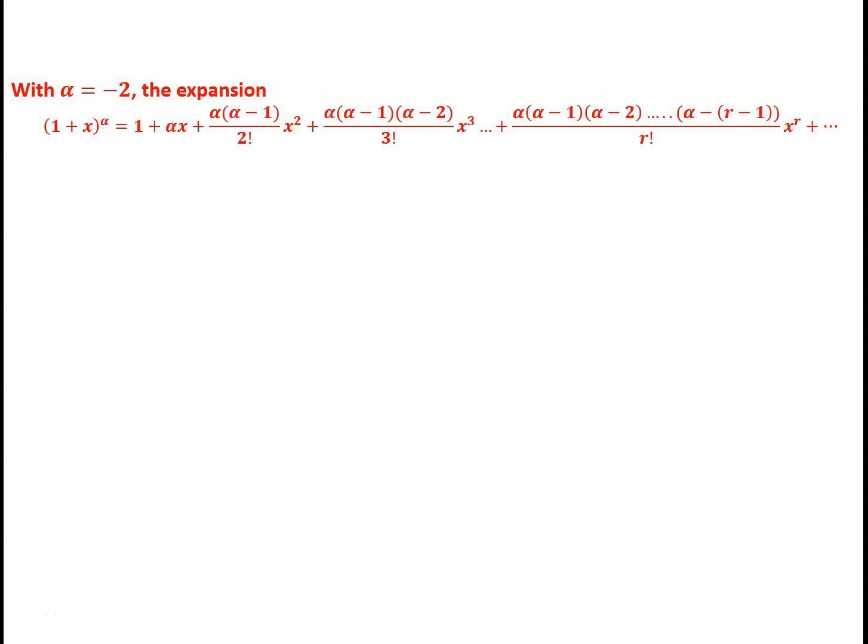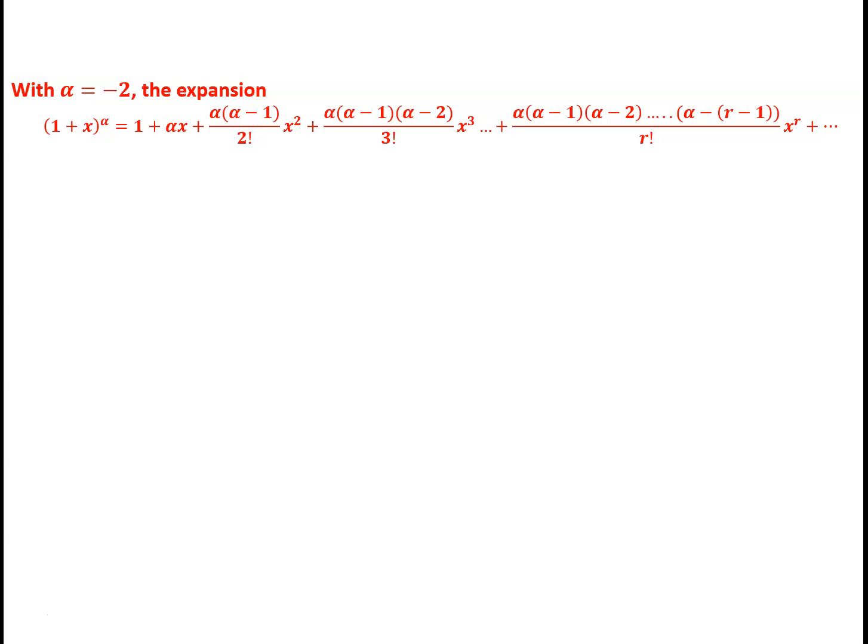Let's now consider a second case. We'll consider the case when alpha equals −2. And when alpha equals −2, the expansion (1 + x)^α = 1 + αx + α(α − 1)/2! x², etc.